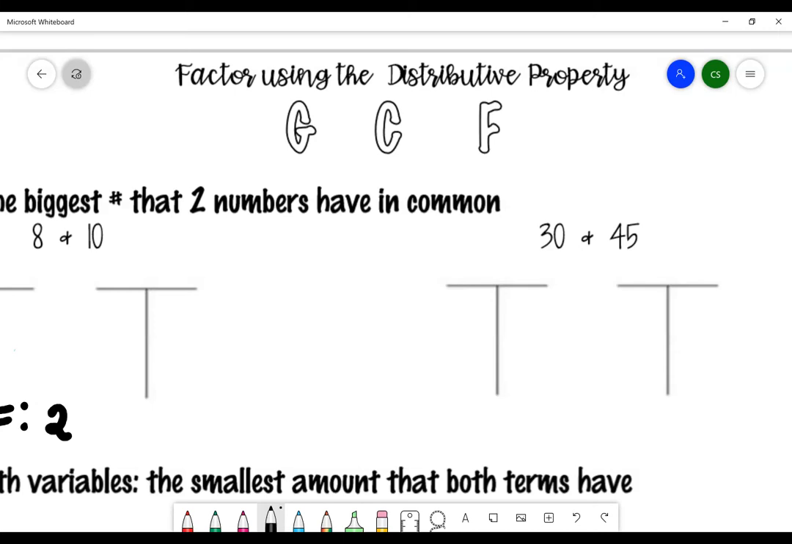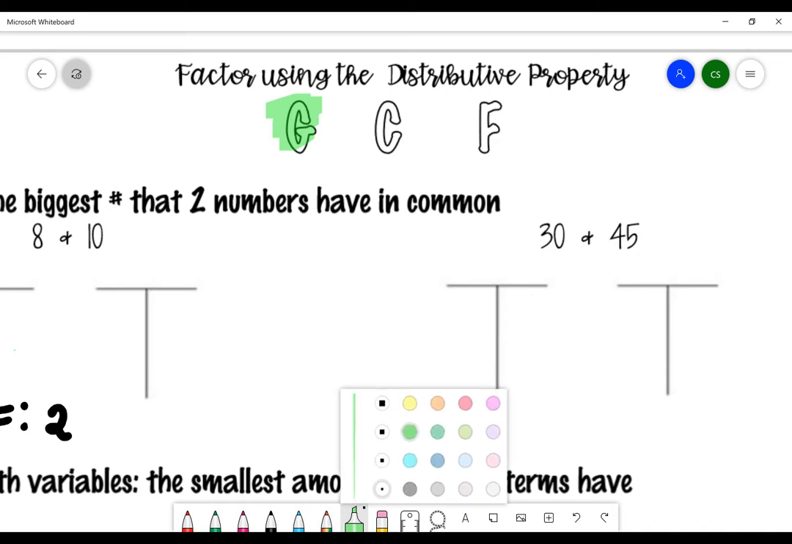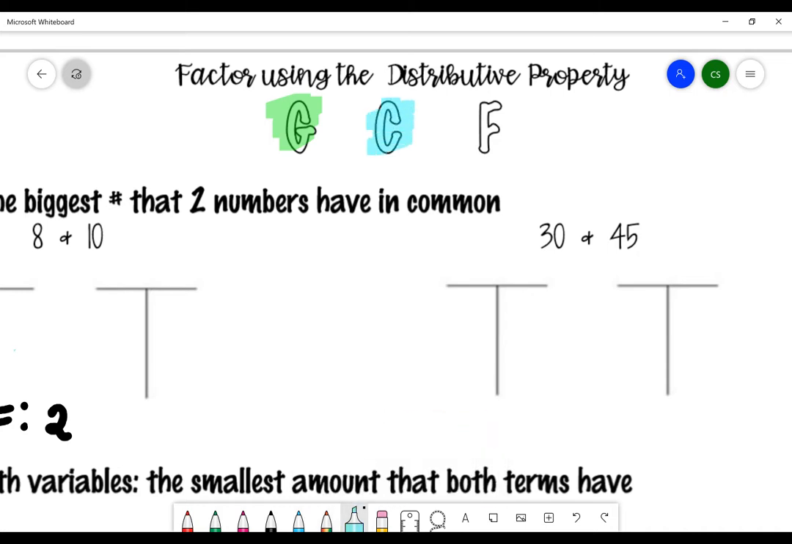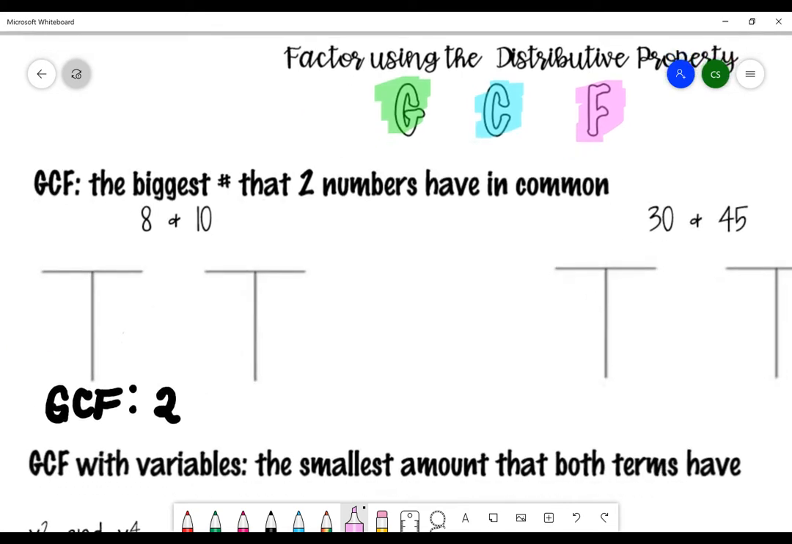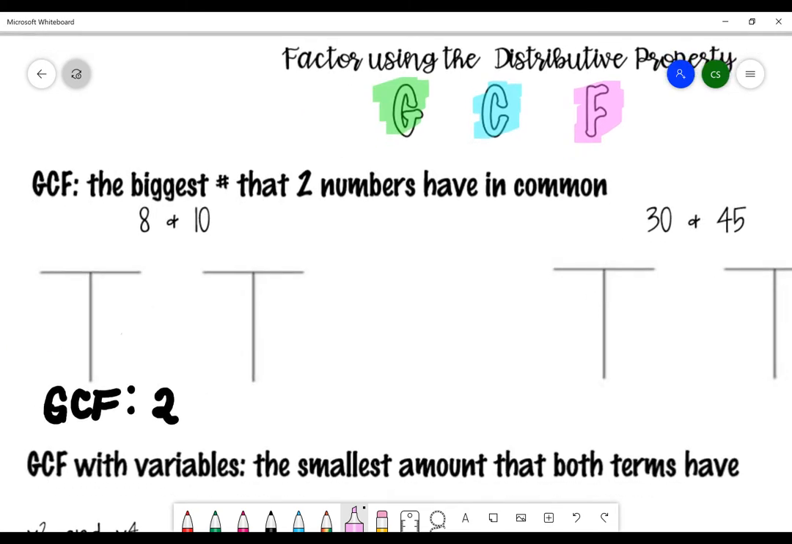Begin factoring polynomials today. So we're going to start off with factoring polynomials using the distributive property. And we're going to be talking about greatest common factors. A greatest common factor is basically the biggest number that a set of numbers have in common.